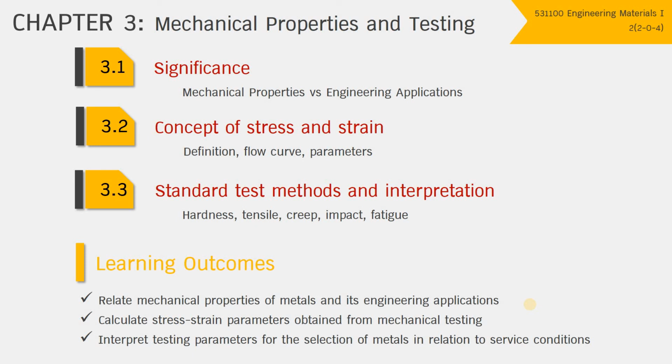And how do we know that the steel is strong enough? We have to read the specification of the materials that the engineer used for making the steel cables. And that specification comes from the test report, where the engineer has done the standard test on that cable. And that's how you relate the mechanical properties and standard test to its engineering applications. That's the first learning outcome.